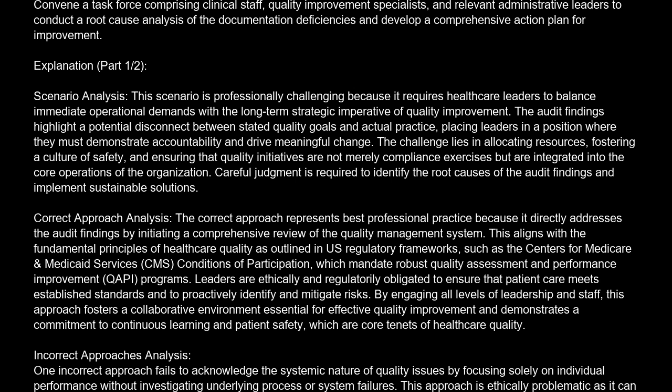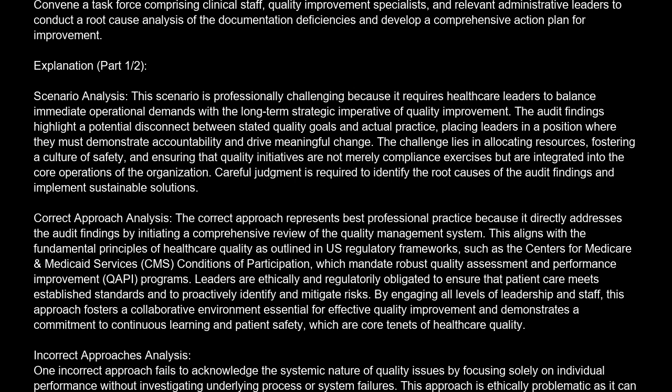The challenge lies in allocating resources, fostering a culture of safety, and ensuring that quality initiatives are not merely compliance exercises, but are integrated into the core operations of the organization. Careful judgment is required to identify the root causes of the audit findings and implement sustainable solutions.